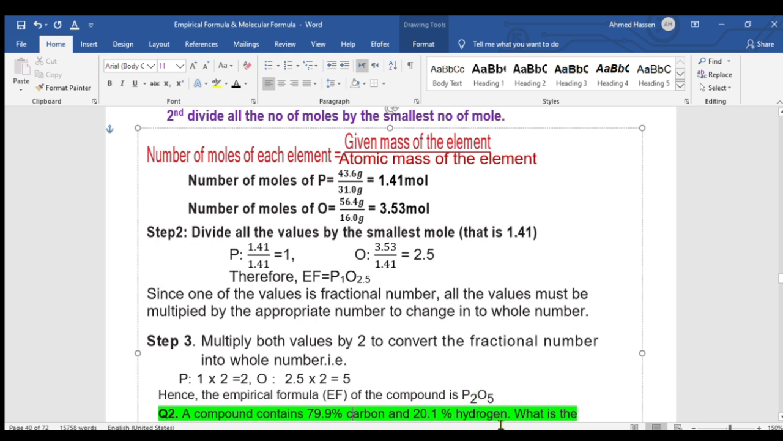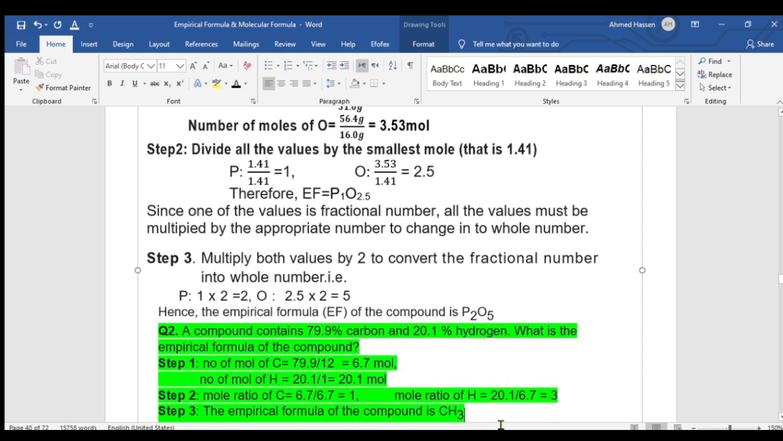This one is question 2. The compound contains 79.9% carbon and 20.1% hydrogen. What is the empirical formula of the compound? Okay, the number of moles of carbon is equal to the given mass over the atomic mass of carbon, 12, which is equal to 6.7 mole. And the number of moles of hydrogen is the given mass, 20.1, over the atomic mass of hydrogen, 1. Therefore, 20.1 is the mole value of the hydrogen.